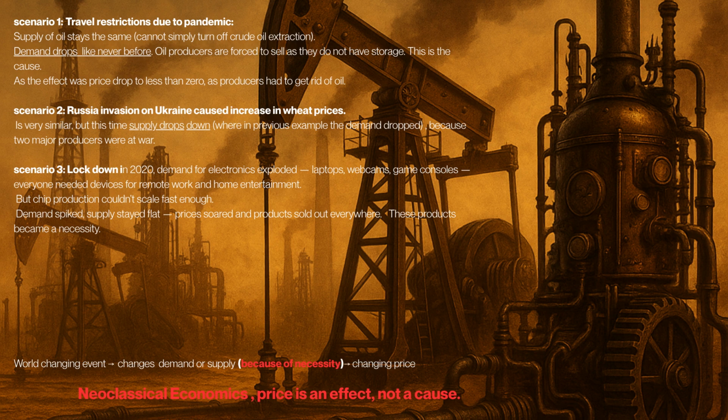Scenario 2. The war in Ukraine. This time, it was supply that dropped, not demand. Two of the world's largest wheat exporters went to war. Less supply, same demand, and prices spiked. Again, the cause was fundamental. The price followed.